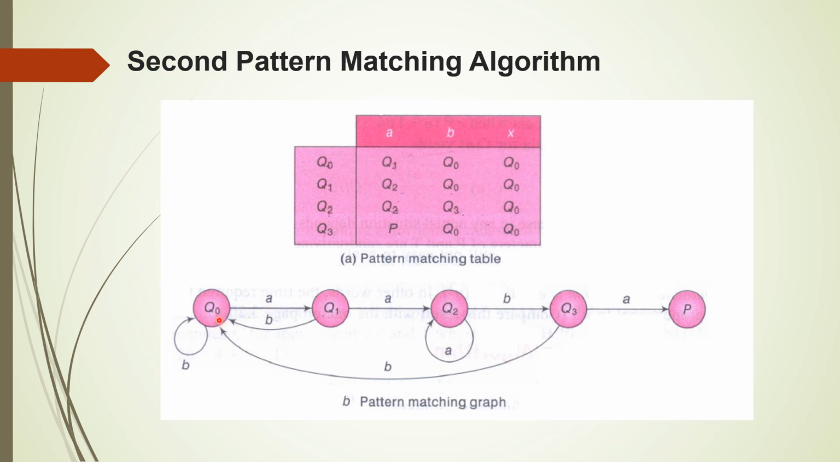So start with the state Q0. From the start state, you read A, go to the next state, again you read the next input symbol, go to the state Q2, then B, Q3, then A, P. Here P is the final state, and this transition diagram is constructed irrespective of the text string. You have considered only the pattern string to construct the transition diagram. So now you assume the text string.